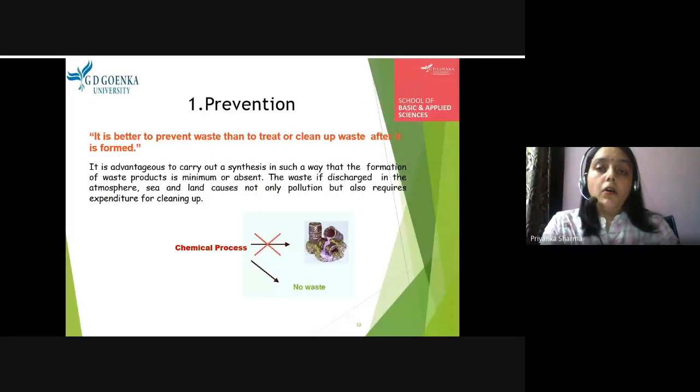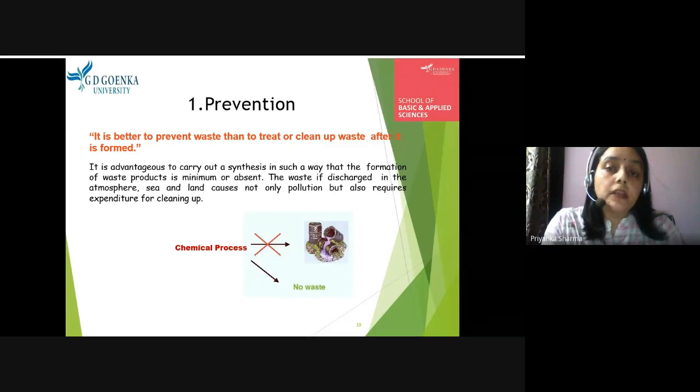So the first principle of green chemistry says prevention. As we all say, prevention is always better than cure. Similarly, for any chemical transformation, we have to prevent waste generation rather than clean up the waste after forming. So we have to choose that chemical transformation which can minimize, reduce, or completely prevent the waste generation. Because if waste is getting generated, then we have to treat it, this is the first problem. Another problem is that once waste is generated, we have to dump it somewhere.